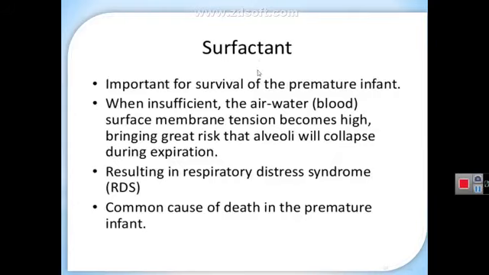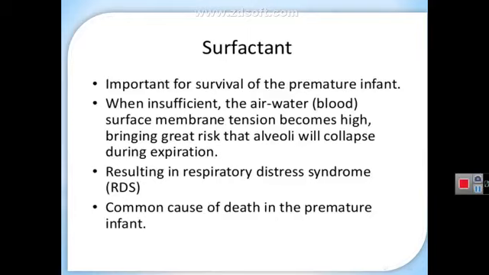Surfactant is important for survival of premature infants. When insufficient, the blood-air surface membrane tension becomes high, bringing a great risk that alveoli will collapse during expiration, resulting in respiratory distress syndrome, a common cause of death in premature infants.